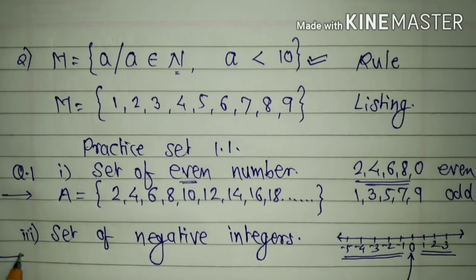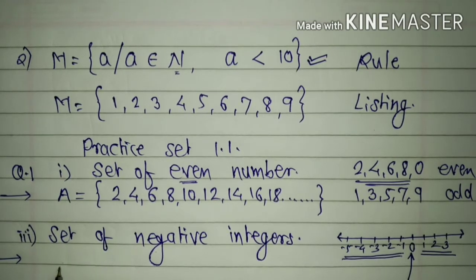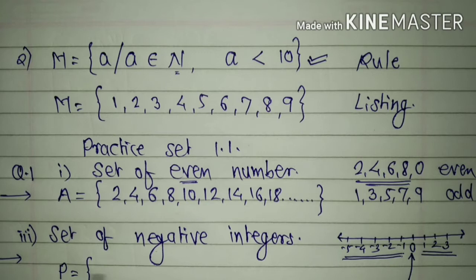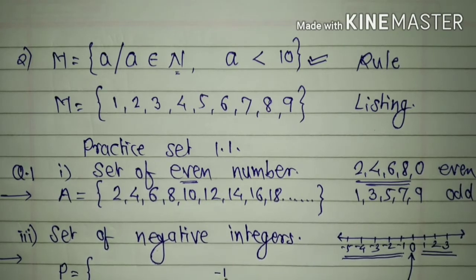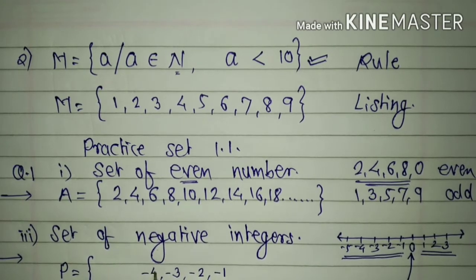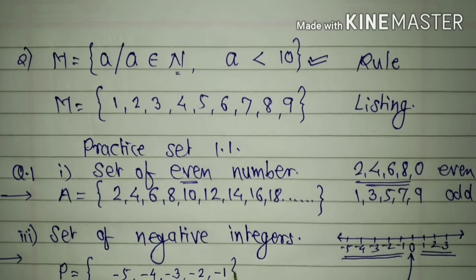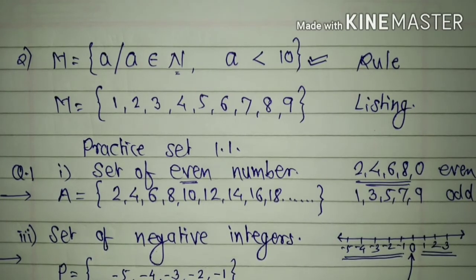So I have to write the set of negative integers. I am taking, suppose, P with a set. You can take any letter, P with a set, starting with -1, -2, -3, -4, -5 and so on. Okay, these all are the negative integers.